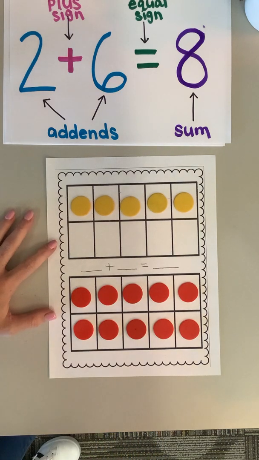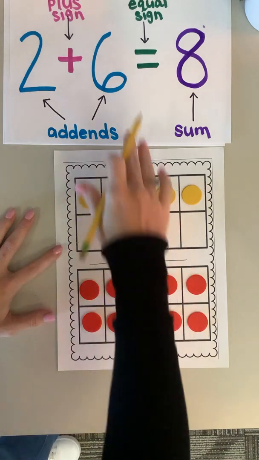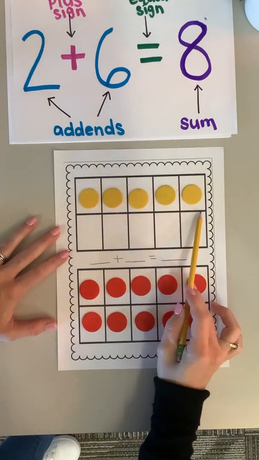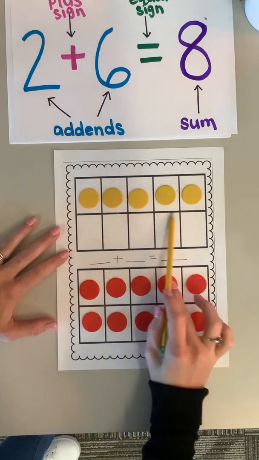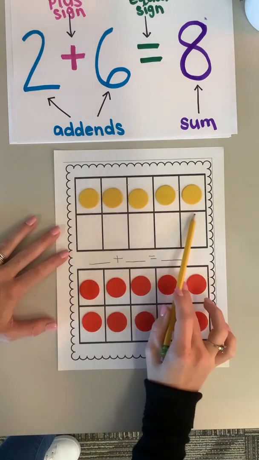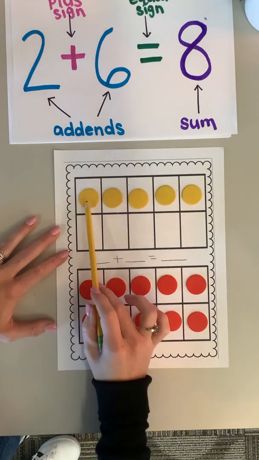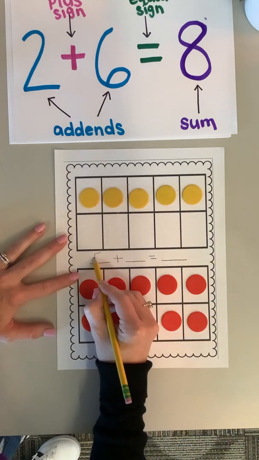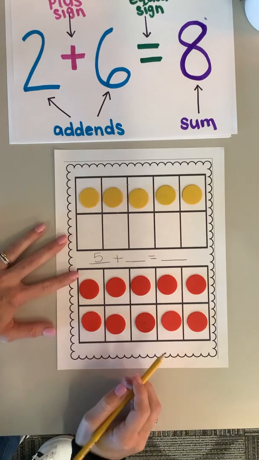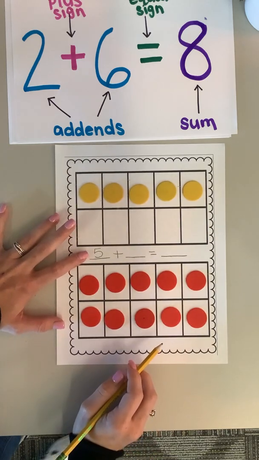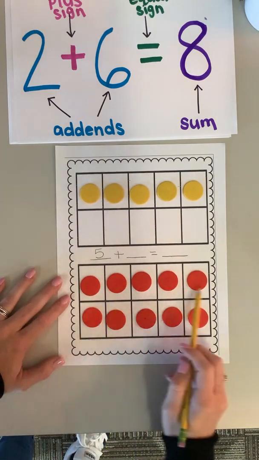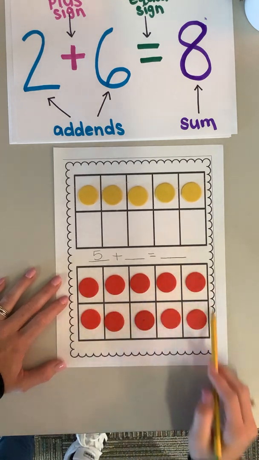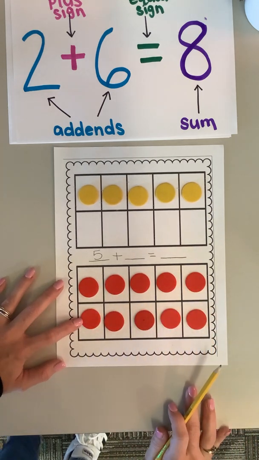Okay, let's see if you were right about our two add-ins for this problem. I remember that I need to count how many of these yellow counters there are. 1, 2, 3, 4, 5. My first add-in will go here. That's how many stickers Mrs. Dennis has.